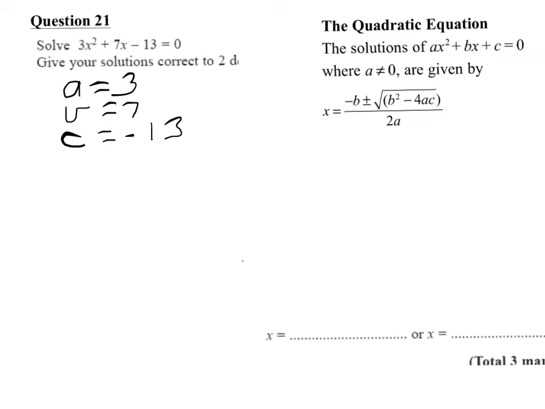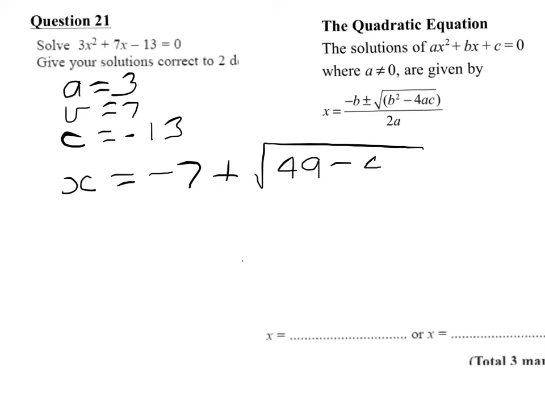So you've got to substitute in with a plus and a minus. So we'll start off with the plus. Now x will equal minus b, so that's minus 7 plus the square root of b squared, which will be 49, that's 7 squared. We can put the 49 in, I think you can see what I'm doing there.